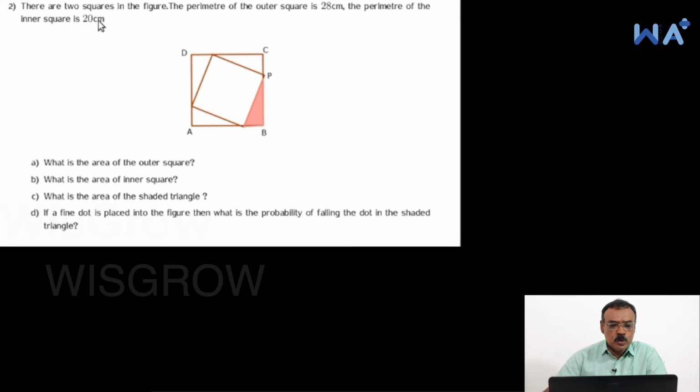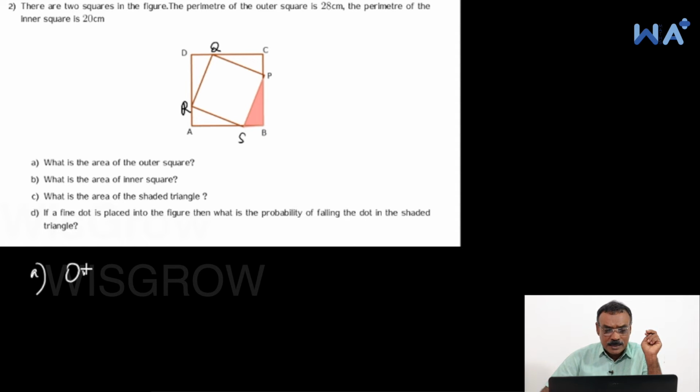There are two squares in the figure, ABCD and another square. It is the inner square. We can name that square as PQRS. ഇവിടെ കൊടുത്തിട്ടില്ല പേര്, PQRS എന്ന് നമുക്ക് എഴുതാൻ വേണമെങ്കിൽ. Perimeter of the outer square is 28 and perimeter of the inner square is 20. പുറത്തെ സ്ക്വയറിൻ്റെ perimeter of the outer square is 28.